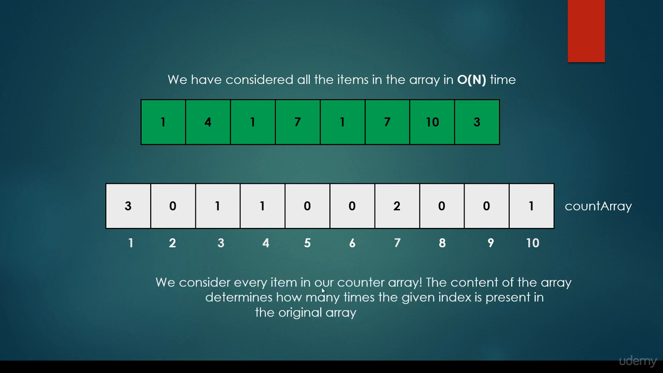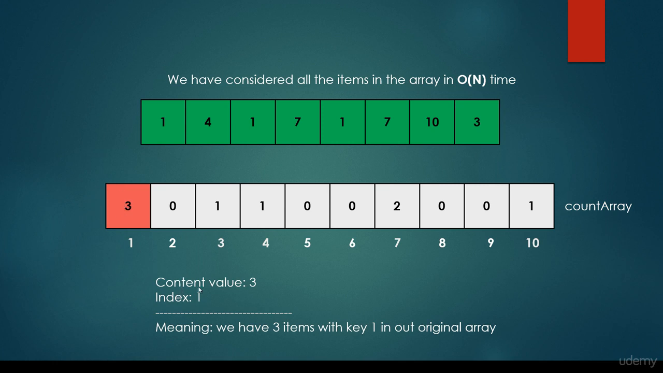We consider every item in our counter array. The content of the array determines how many times the given index is present in the original array. So for example, we start at the beginning, the content value is 3 and the index is 1, as you can see. What does it mean? That we have 3 items with key 1 in the original array.